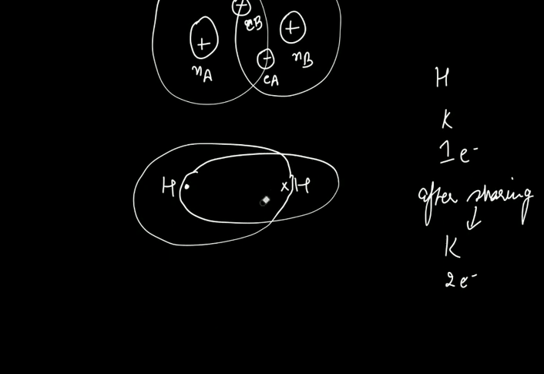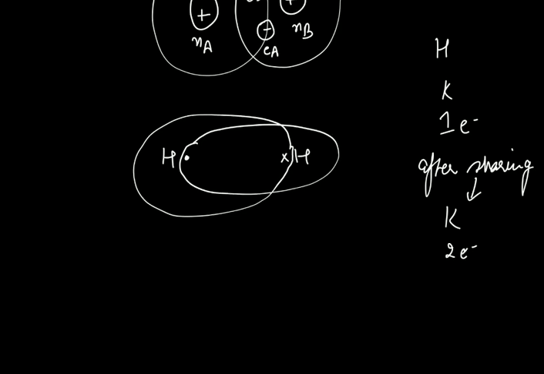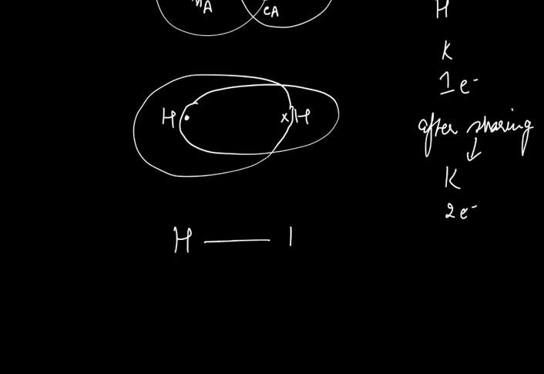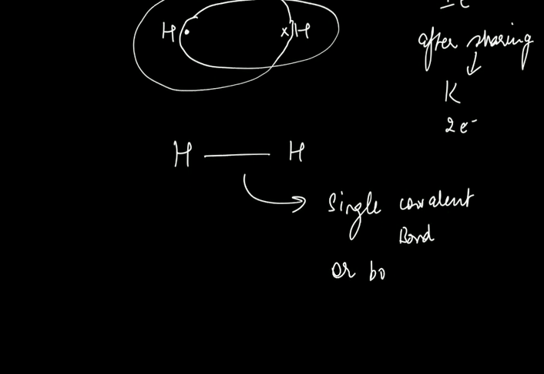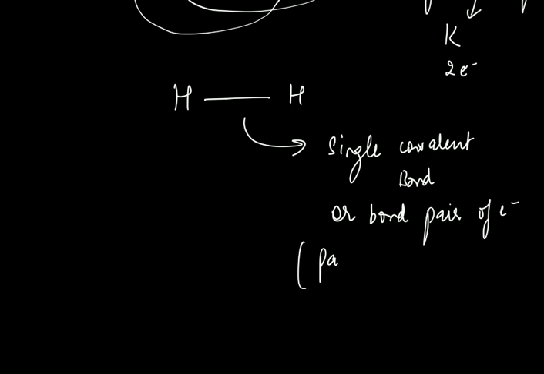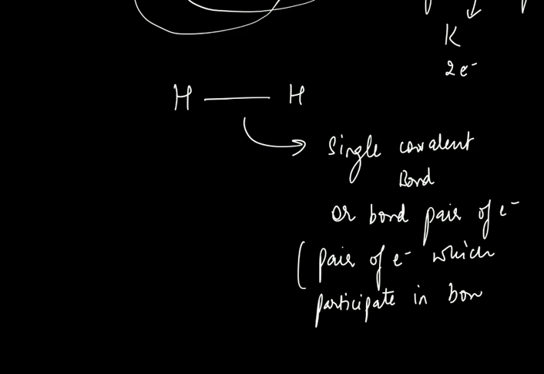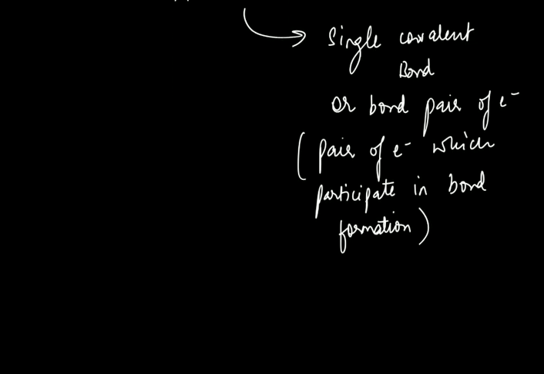So this is how we show hydrogen molecule bond formation. We just have to represent it with a single line. So this is what we call a single covalent bond, and we even call it a bond pair of electrons. So it's a pair of electrons which participate in bond formation. So this was the hydrogen molecule.